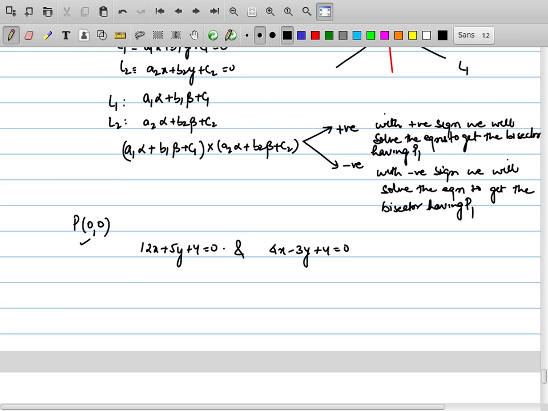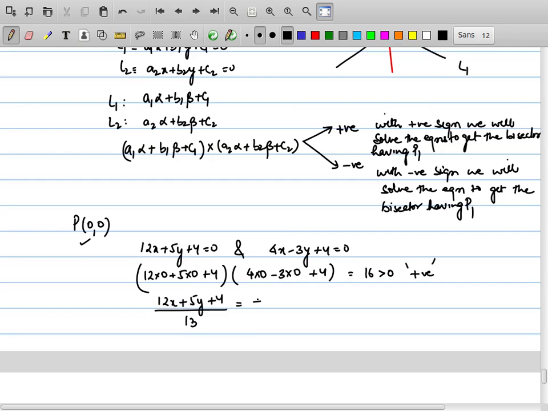So what we will do, we will bring all the terms in the equation of lines to one side, which is already present. Now we'll substitute these values. So 12 into 0, 5 into 0 plus 4, into 4 into 0, minus 3 into 0 plus 4. What do we get? 4 fours are 16. That is positive. Therefore, while solving the equations for the bisectors, we will take the positive sign. And this bisector will be the bisector in which (0, 0) lies. That is, the region in which this bisector will lie will also contain (0, 0).